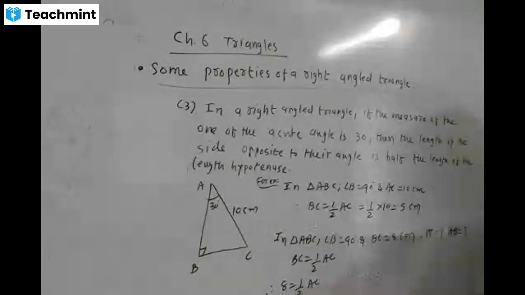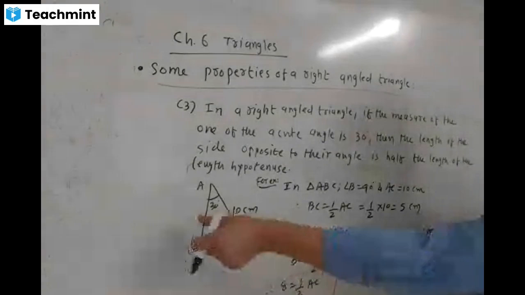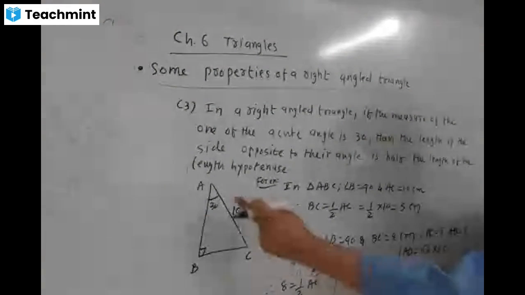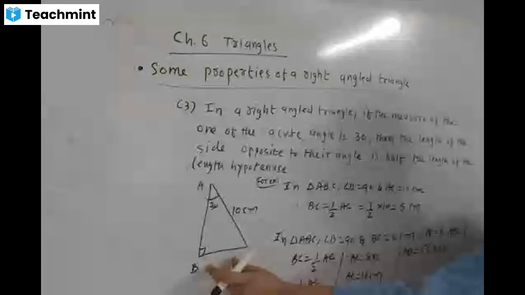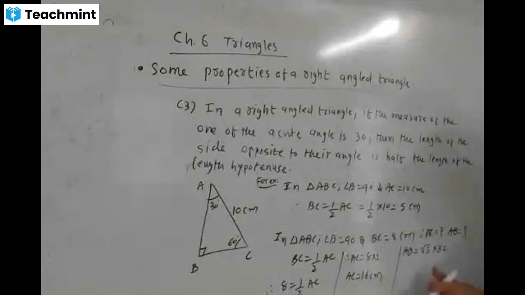And the length of AB is root 3 times BC. The length of AB is always root 3 times BC. If in this triangle one angle is 30, the side opposite to that angle, BC, is half of the hypotenuse, and for the side AB, that angle is 60. By the angle sum property, angle C is 60.